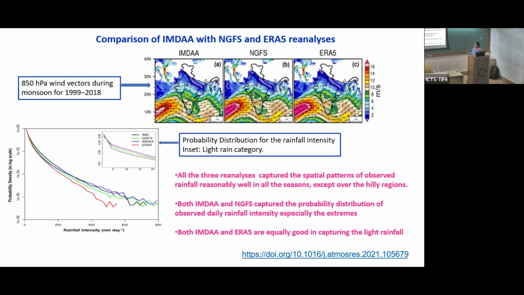Both IMDAA and NGFS are equally good in capturing the light rainfall also, compared to ERA5. This is another advantage, that most of the available local data has not gone into the other global reanalyses, and that is helping us to predict the extreme rainfalls better. It's not that it is actually matching the actual value, but it is predicting a better value.